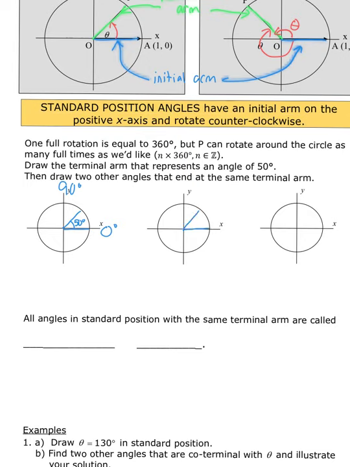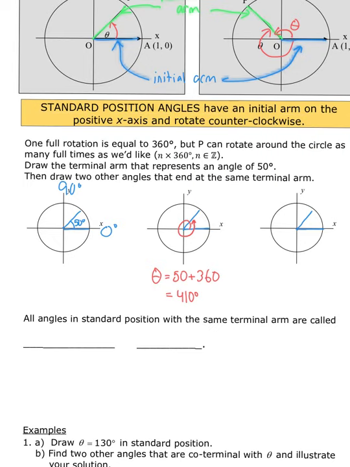Now we are asked to draw two other angles that have the same terminal arm. So the terminal arm is here. To get there, the first time I just went counterclockwise by 50 degrees. Now what I could do is go around the circle one full time to get to 360 degrees, and then keep going 50 degrees more to get back to that terminal arm. So that angle is 50 degrees plus 360 degrees, which is 410 degrees.